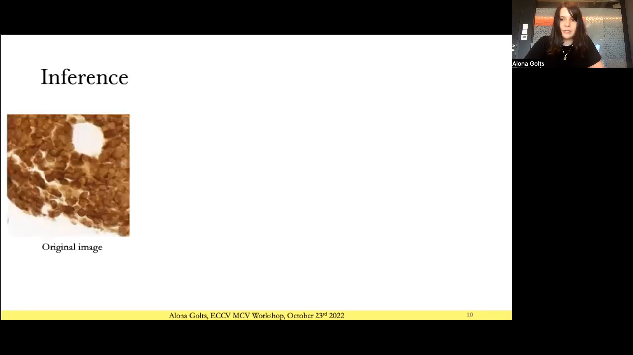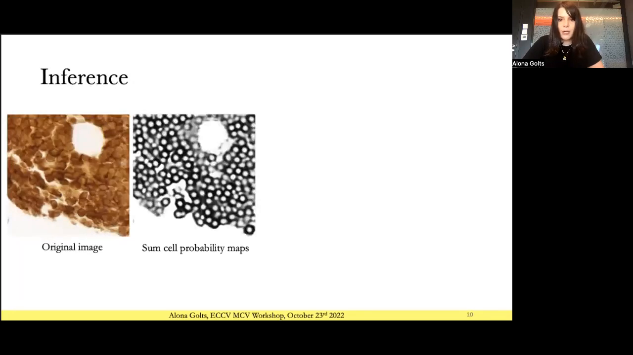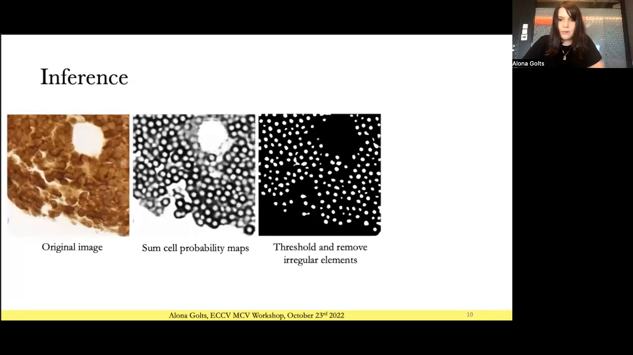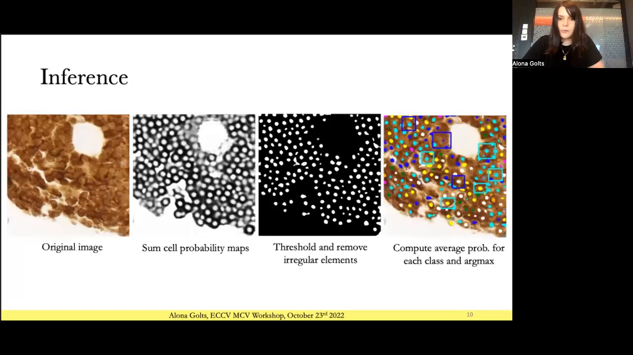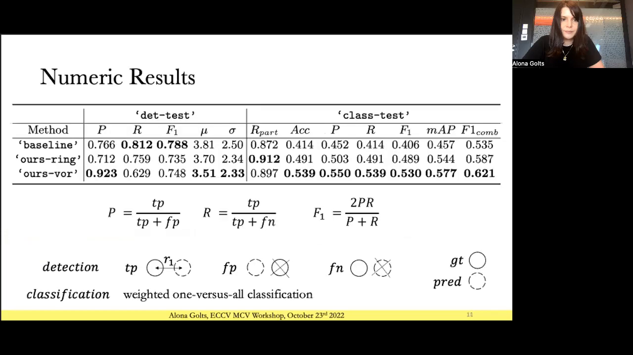Once the network has finished training, inference over a new image is performed as follows. First, we sum the output probability images for the cell classes without the background, then perform thresholding and remove smaller and larger sized cells. Finally, for each obtained blob, we compute the average probability over its coordinates. The class that achieves the maximum result is chosen. This repeats for all detected blobs.